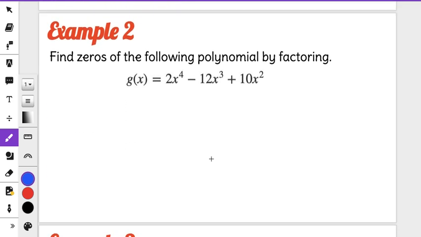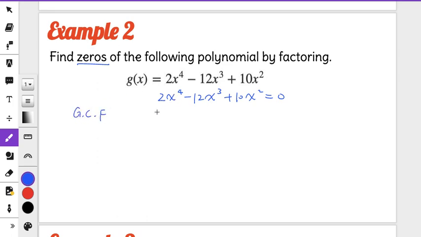Next example, still we have 3 terms here, and this time the degree is higher, which is 4. So let's set up the equation since we are finding the zeros. So let's rewrite this as zeros. And again, since we all have variables here, we are going to try to use GCF first.